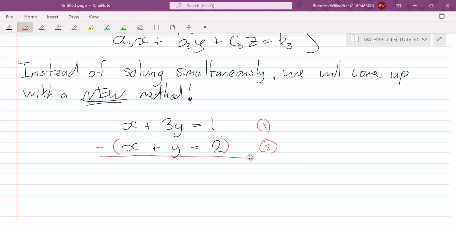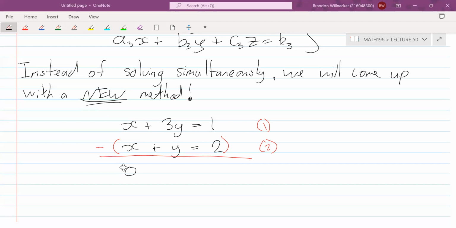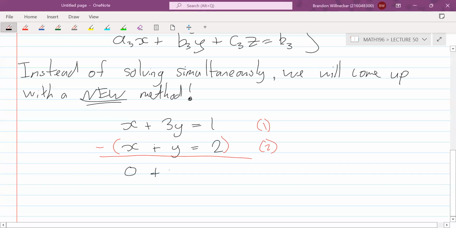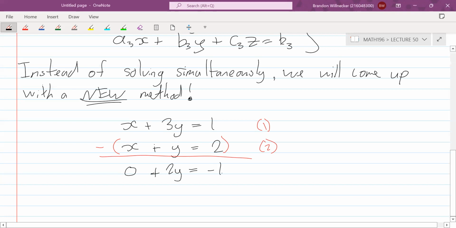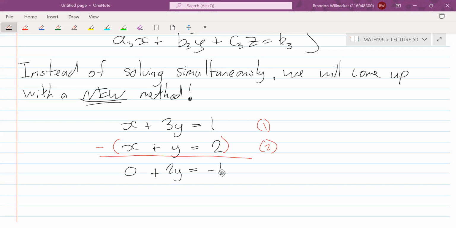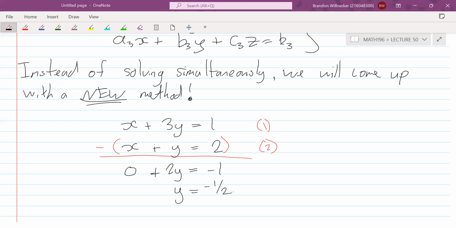So what do I mean by subtracting them? I'm going to take the x from the top equation and subtract the x from the bottom equation. So x minus x, that's going to give me 0. Next, 3y minus y, that's going to be 2y. And 1 minus 2, that's going to be minus 1. So I've got 2y equals minus 1. So y is equal to minus 1/2. By subtracting the two equations, we get rid of x and we can solve for y.